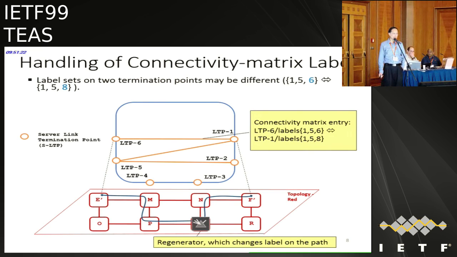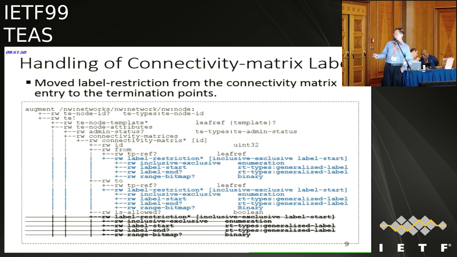We also improved the handling of connectivity matrix labels. In some cases like this, if we have a region of some devices here, we change the label from one end to the other. In this case, the label on one side is 6, changed to 8. To accommodate this kind of use case, we moved the label restriction set from the common connectivity matrix entry to the source and the destination.